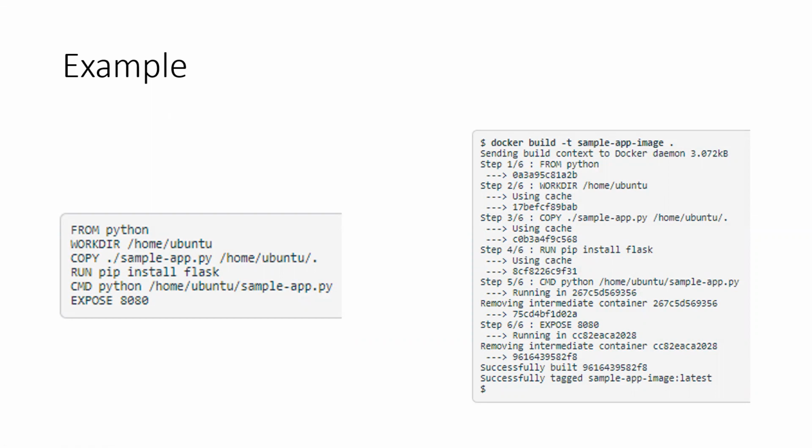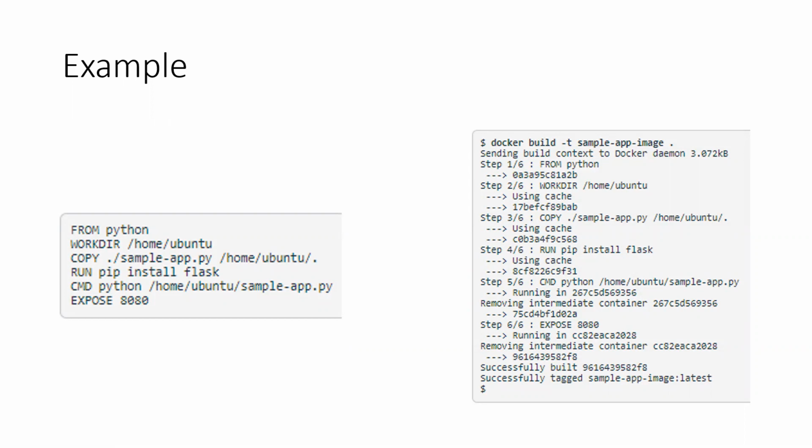The WORKDIR command tells Docker to use /home/ubuntu as the working directory. The COPY command tells Docker to copy the sample app.py file from the Dockerfile's current directory into /home/ubuntu. And then the RUN command allows you to directly run commands on the container. So in this example, Flask is installed. Flask is a platform to support your app as a web app.